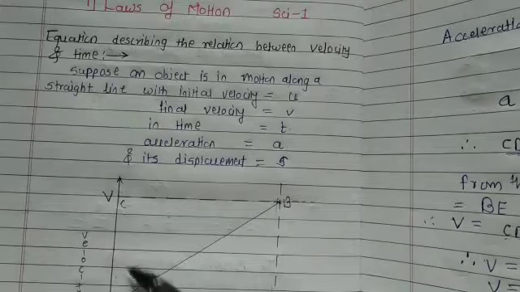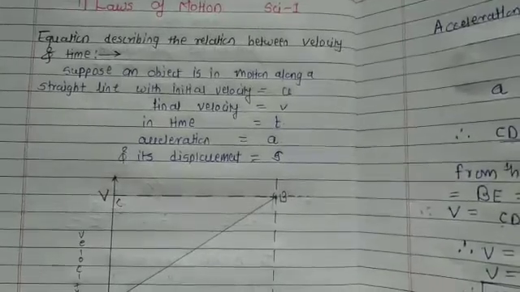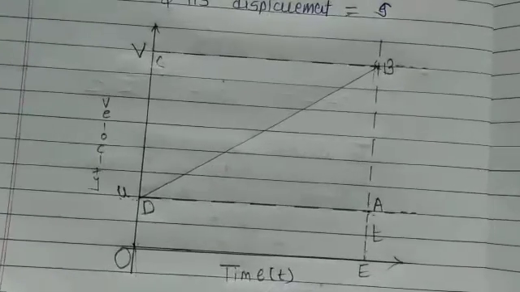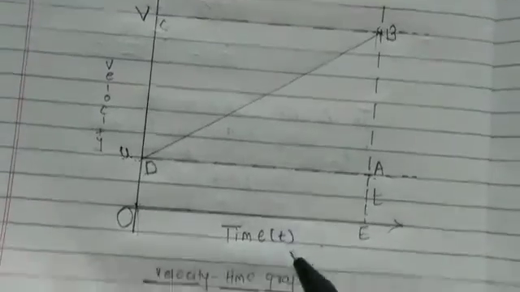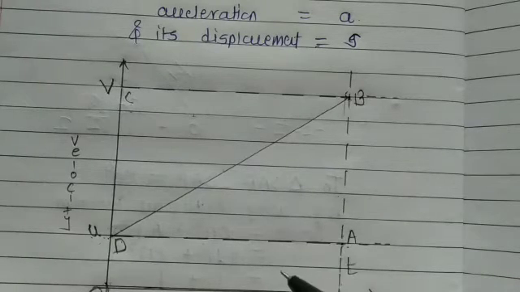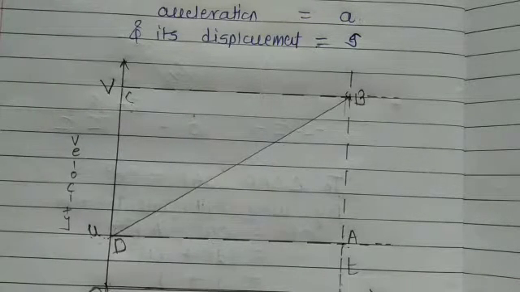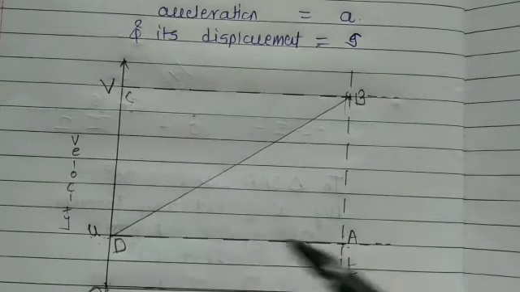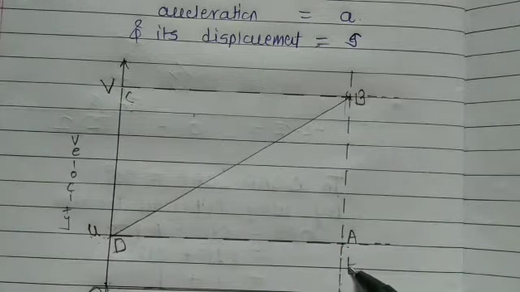Student, for that purpose we draw a graph, which is the velocity time graph. See here, it is the graph. That graph is called the velocity time graph. Student, what does that graph show? That graph shows the change in velocity in time t of a uniformly accelerated object.